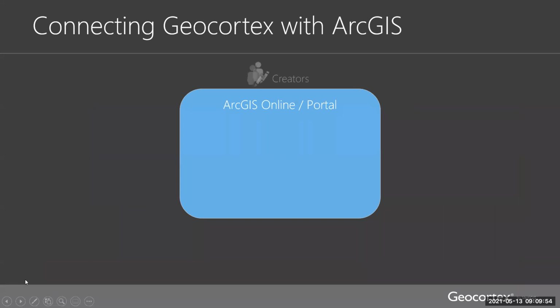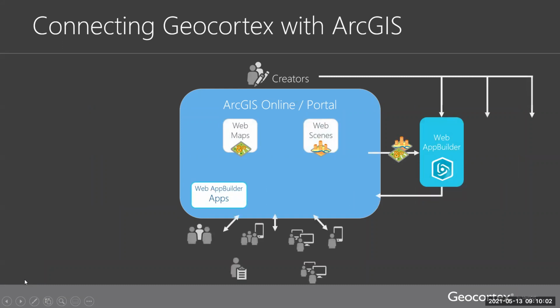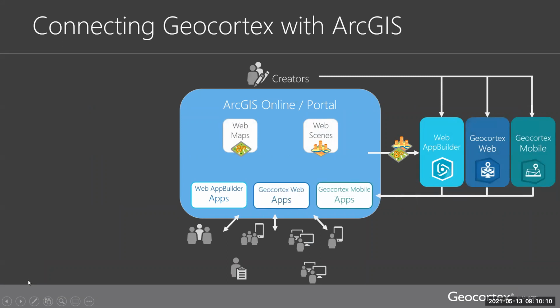In terms of connecting with ArcGIS, this is how it works. This looks pretty familiar, I'm sure, to most folks. You've got creators logging in, creating web maps and web scenes, consuming those in Web AppBuilder, and publishing apps back into the portal or ArcGIS Online to share. This pattern is exactly the same with our viewers, just publishing back Geocortex apps.